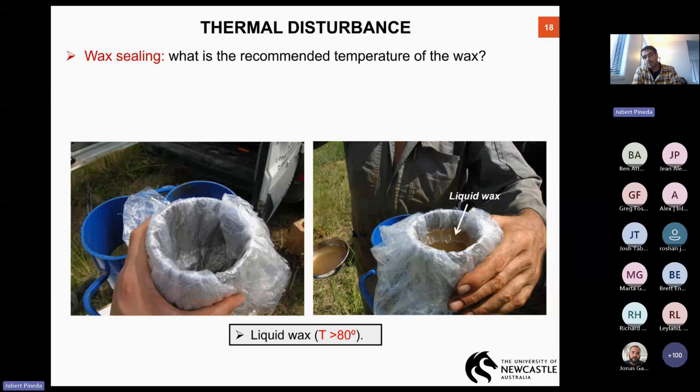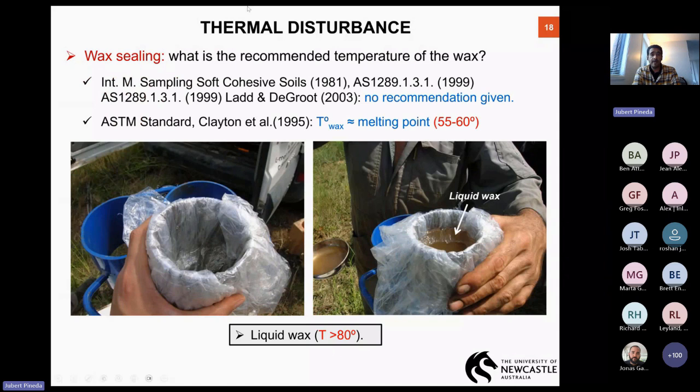Something that I noticed was that the temperature of the wax was around 80 or higher than 80 degrees, which is quite large. So the question is, what is the recommended temperature for the wax before using it for sealing tube specimens? If you check the International Manual for Sampling of Cohesive Soils from 1981, or the Australian standard, there is no recommendation whatsoever about that. Nobody pays attention to that.